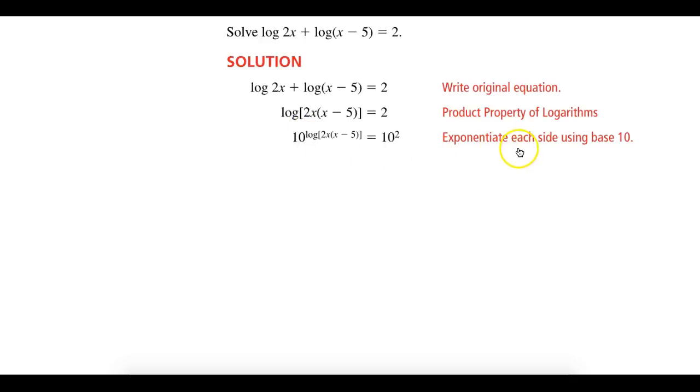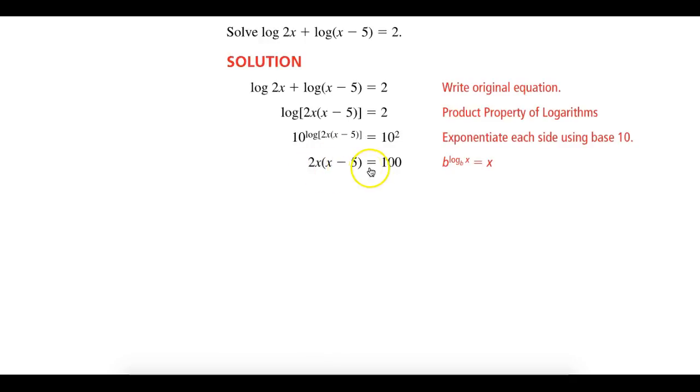So we're going to exponentiate each side using the base 10. Now we get 10 to the log base 10 of 2x times x minus 5. And on our right-hand side, we just take 2 as our exponent, so we have 10 squared. Now, because of our inverse property, the 10 to the log base 10 cancel out, and we're left with 2x times x minus 5 equals 100. And again, here's our inverse property that we use to cancel it out. Now this is a quadratic equation in x that we can use our factoring skills to simplify.